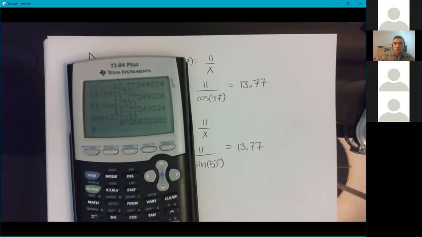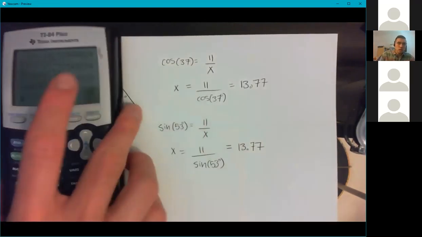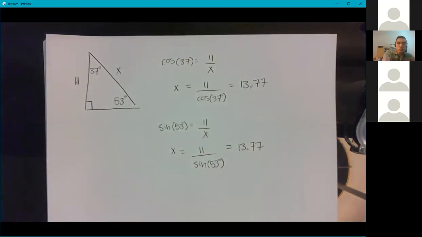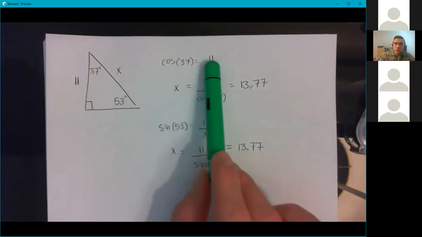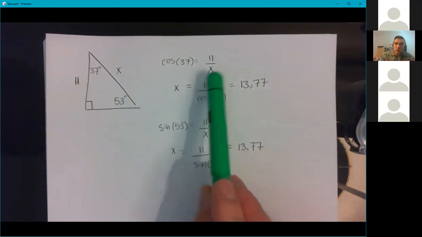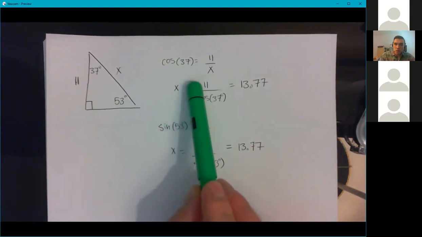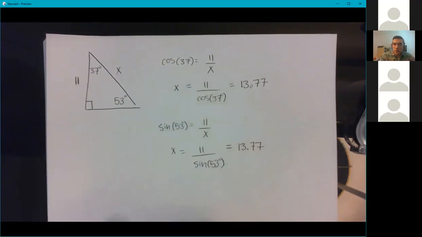Oh, okay. Cosine is equal to adjacent divided by hypotenuse. The adjacent side is 11, the hypotenuse is x. The act of solving for x will give you x is equal to 11 divided by cosine 37. Oh, okay.